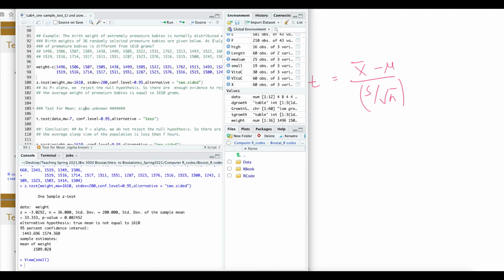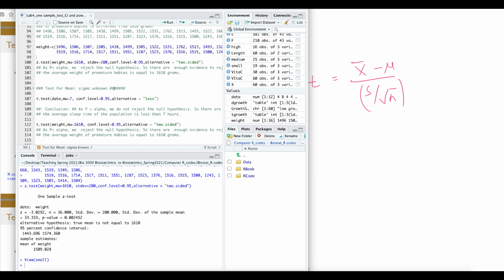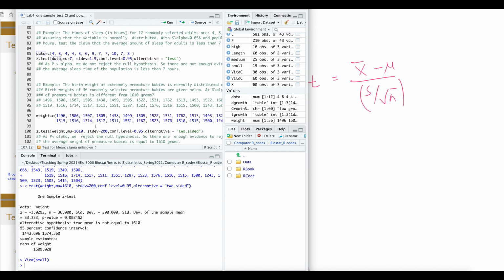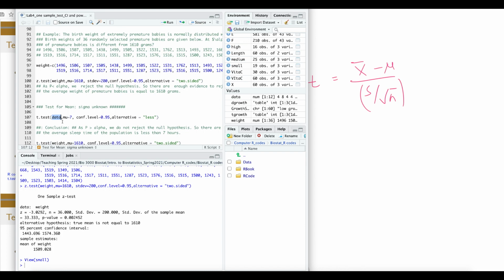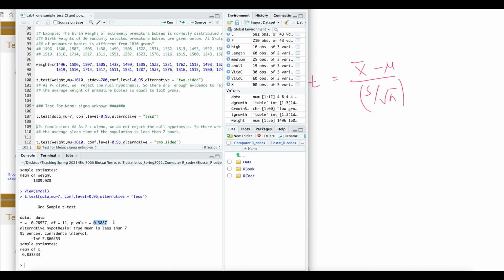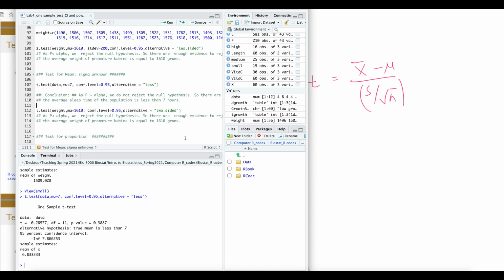I think I have done it here. Let us do that. Test for mean, sigma not known. So t.test data, I did not copy the data again because it is already here. So R, remember, has stored that data already. So mu equals 7. See, instead of z.test, you have t.test, and then data, comma, mu equals 7, which is the null hypothesis. Confidence level is 95%, and alternative is less. Let us run that. What do you get? You get the p-value is still 0.3887. So you do not reject the null hypothesis here, okay? The conclusion is, as p is greater than alpha, we do not reject the null hypothesis. So you write the conclusion based on the question, the same conclusion as we got before.